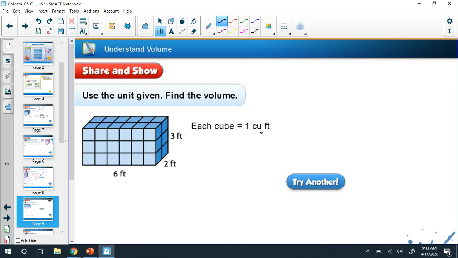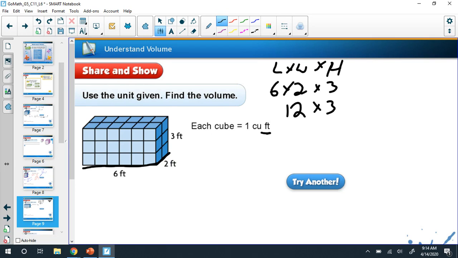So this one is cubic feet. Here we have 6 units across by 2 units deep. So I'm going to look at my length times my width, which is 6 times 2, which is 12. And then I know that my height is 3, so I multiply that by 3. So 3 times 12 is 36. And this one again is in feet, so that is 36 cubic feet.